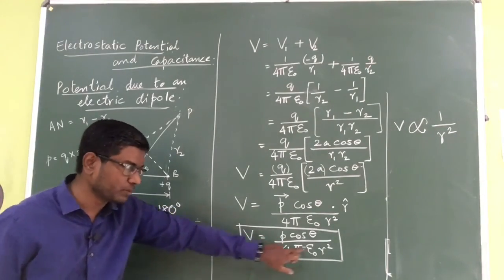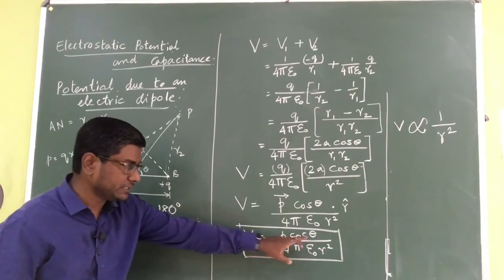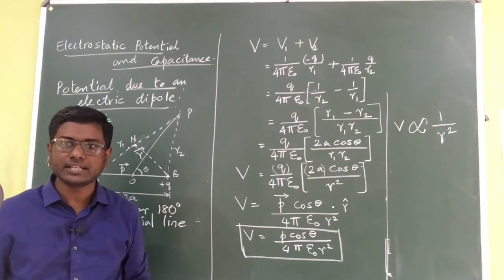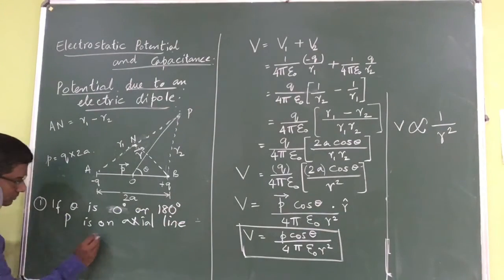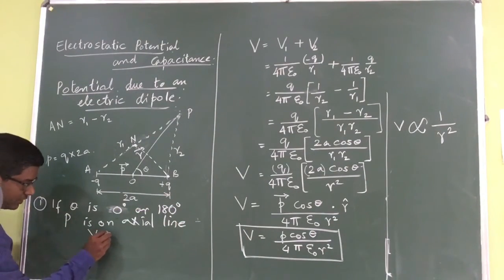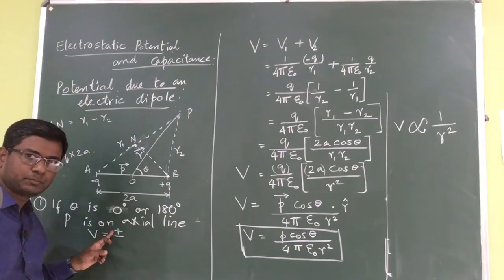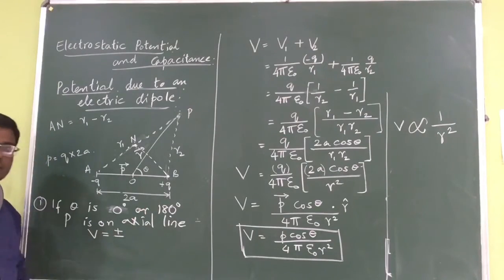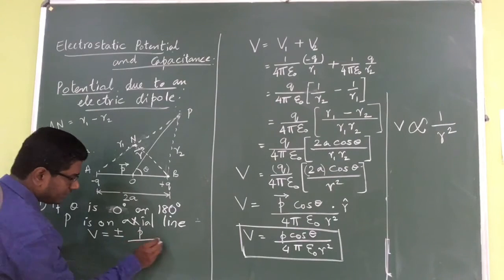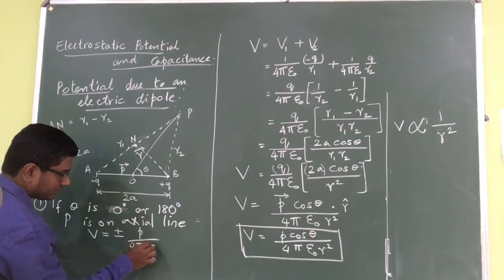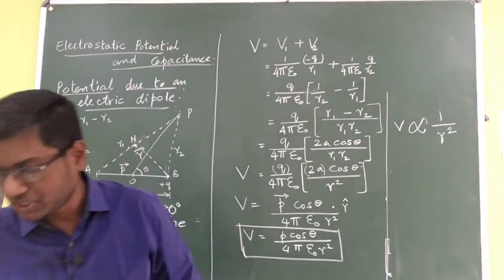There is no change with 4 pi epsilon naught. Those are constants. And there is also no change in r square. The only thing that changes is theta. And that theta is going to decide the value of, in this case, the potential. So in this case, V will become plus or minus. If it is 0, it will take the plus sign. If it is 180, it will take the minus sign. Cos theta has taken the value. What is left in the numerator? It will be p divided by 4 pi epsilon naught r square. So that is one special case.